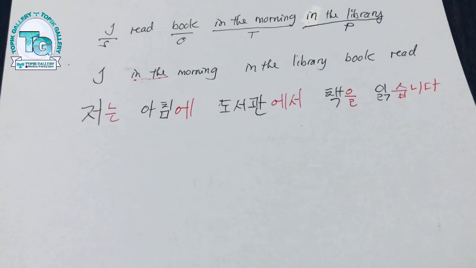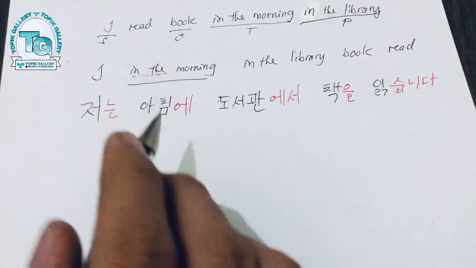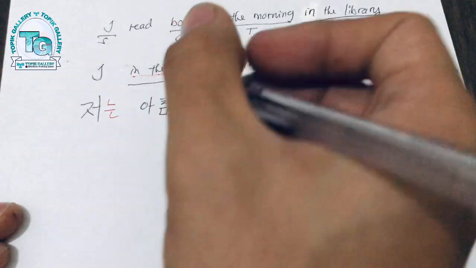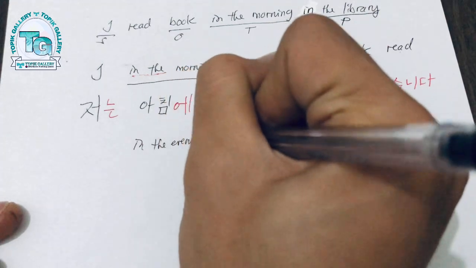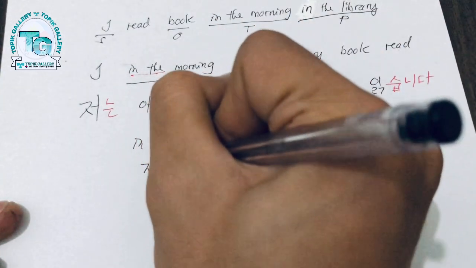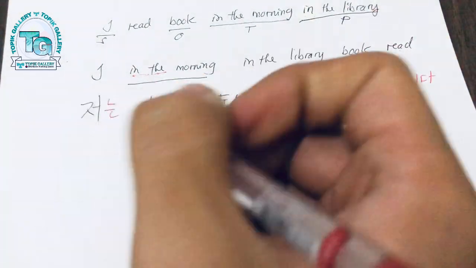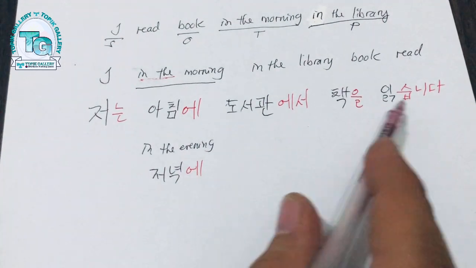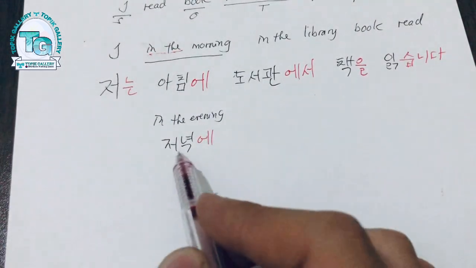Okay, so what if papalitan natin yung in the morning ng in the evening? So, may isi-change tayo guys sa time. Let's change something in time. So, instead of saying in the morning, try natin gawing in the evening. Paano ba sasabihin yung evening? Okay, in the evening. So, yung evening in Korean is 저녁. So, 저는 저녁에 도서관에서 책을 읽습니다. Okay, so I read books in the library in the evening.